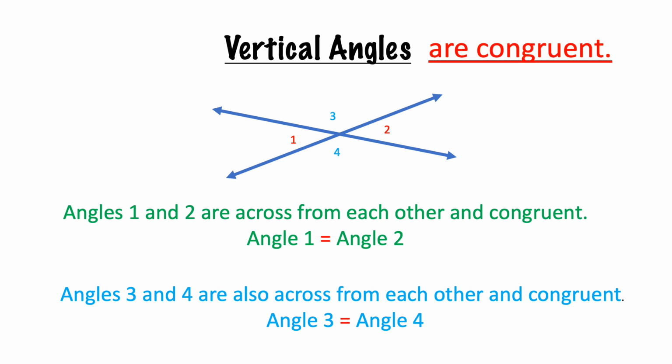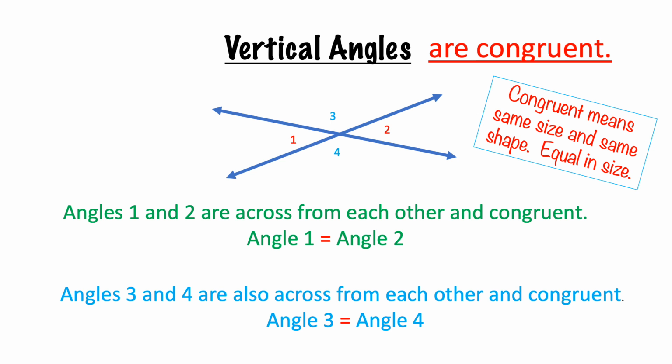Vertical angles are congruent. Congruent means same size and same shape. They are equal in size. So if angle 1 were 70 degrees, angle 2 would also equal 70 degrees. If angle 3 was 110 degrees, angle 4 would also be 110 degrees.